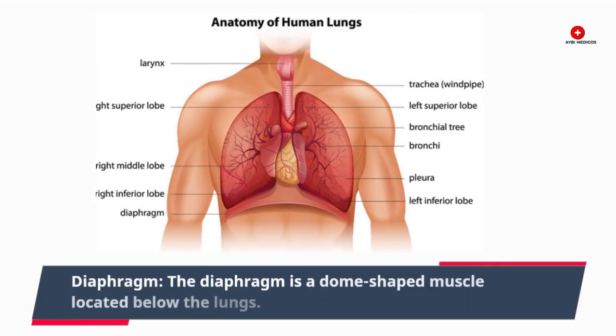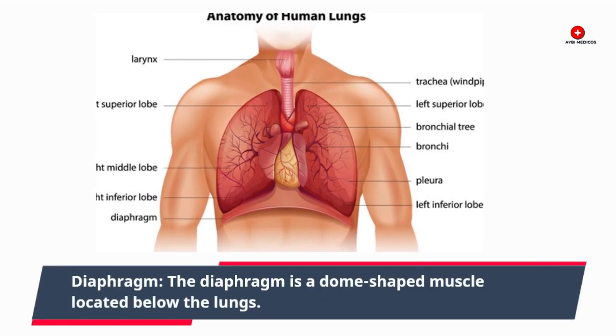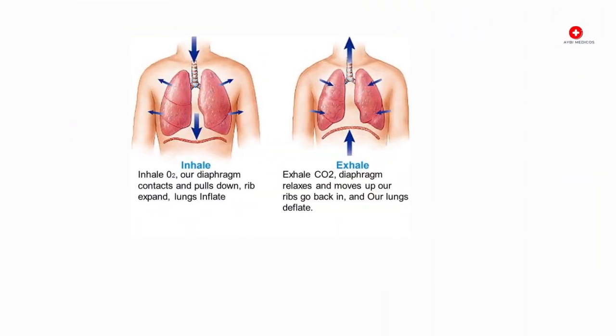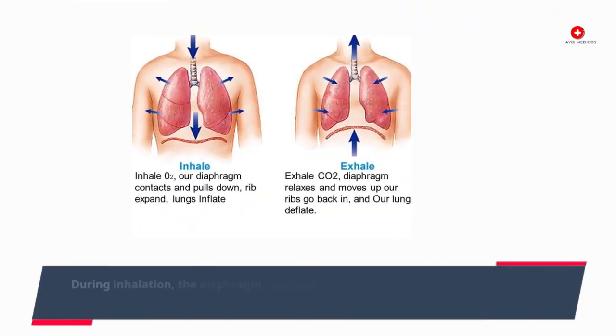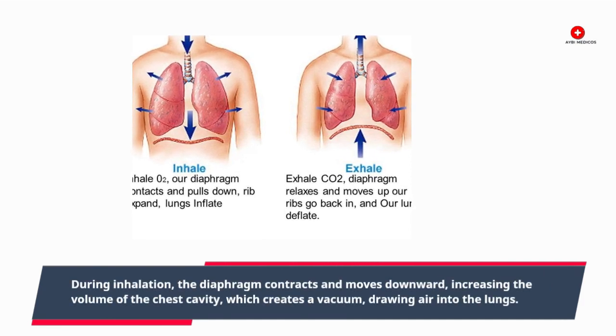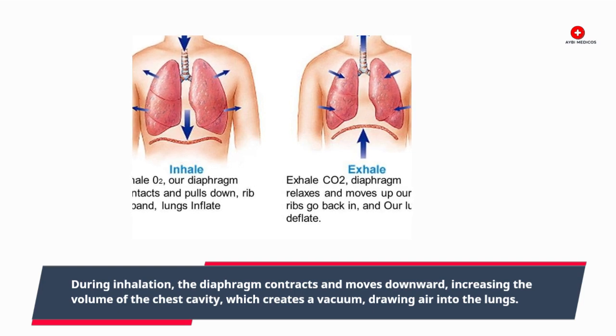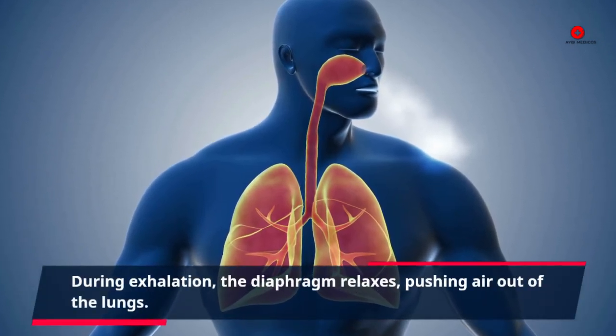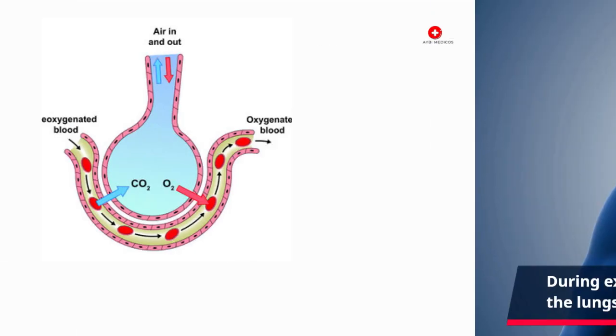Diaphragm. The diaphragm is a dome-shaped muscle located below the lungs. It plays a crucial role in breathing. During inhalation, the diaphragm contracts and moves downward, increasing the volume of the chest cavity, which creates a vacuum, drawing air into the lungs. During exhalation, the diaphragm relaxes, pushing air out of the lungs.